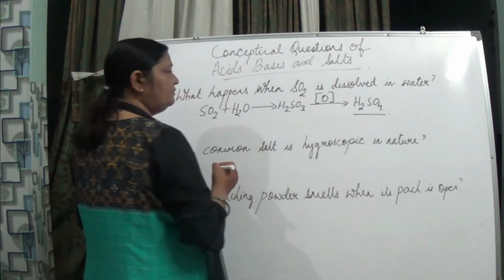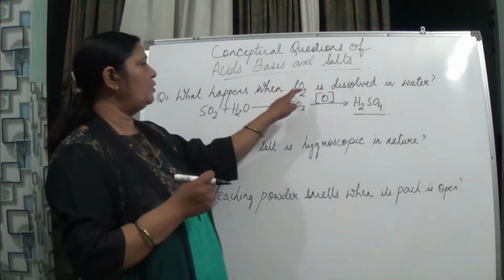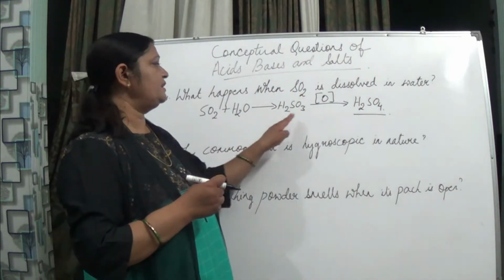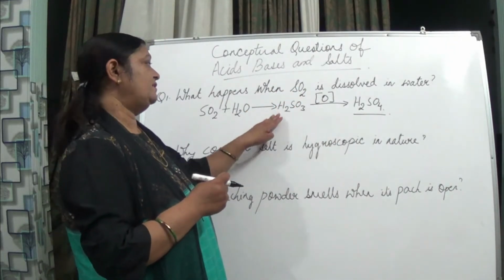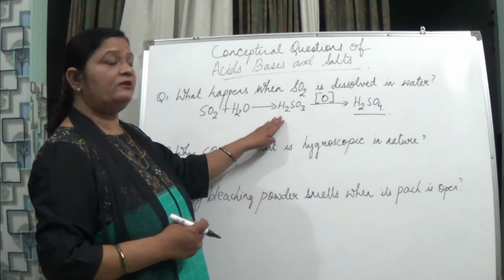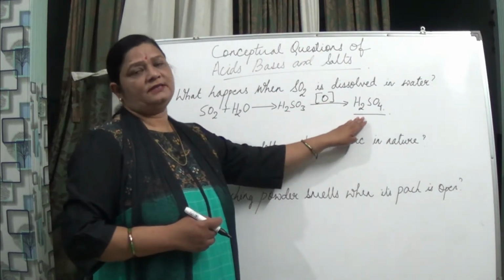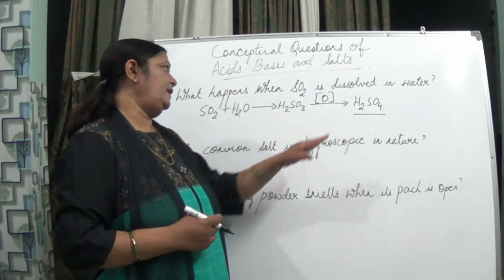So basically, what happens when SO2 is dissolved in water? It takes place in two steps. First, sulfurous acid will be formed and then sulfuric acid.